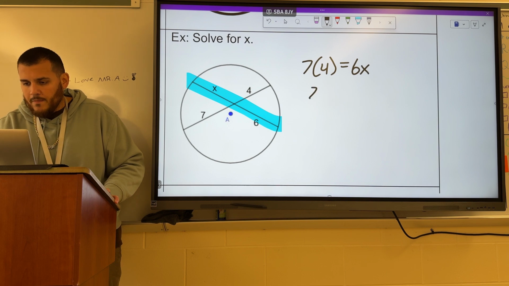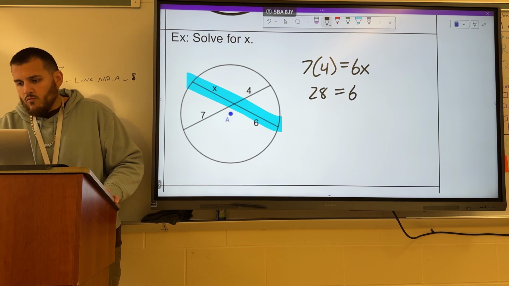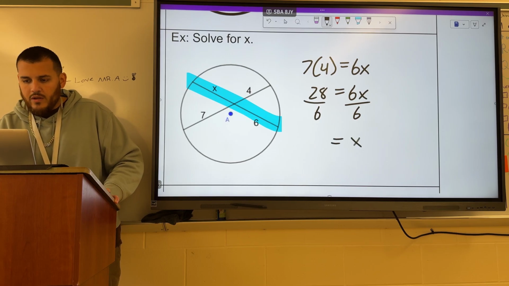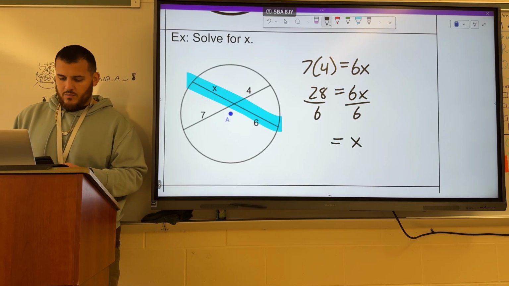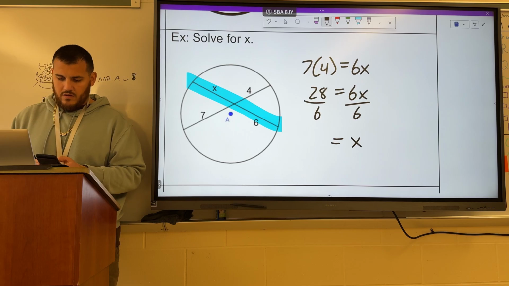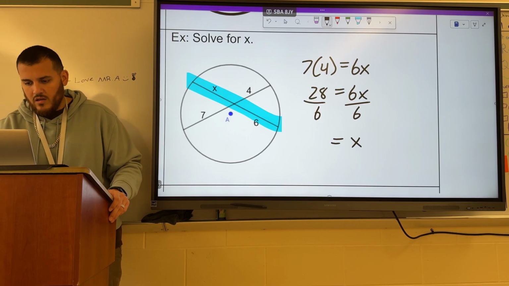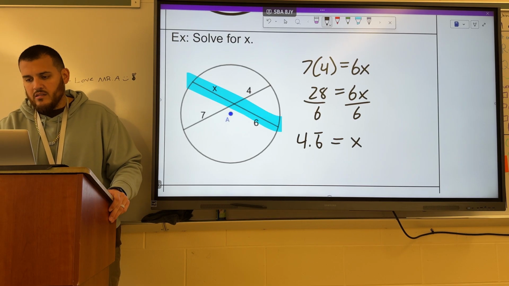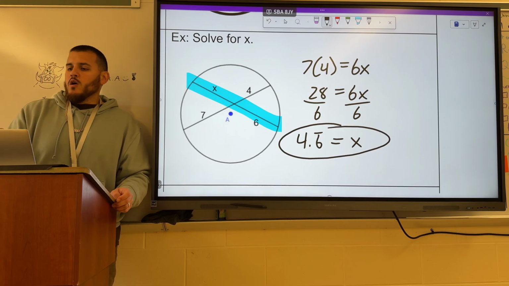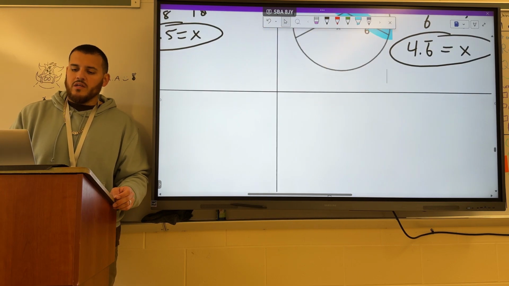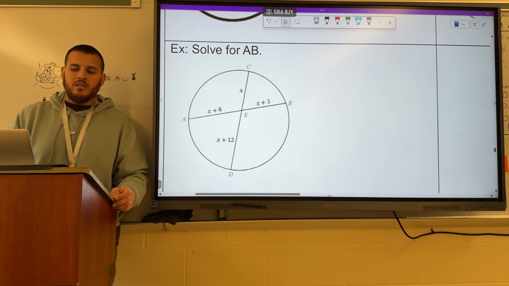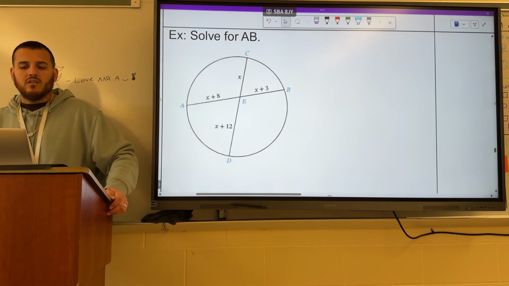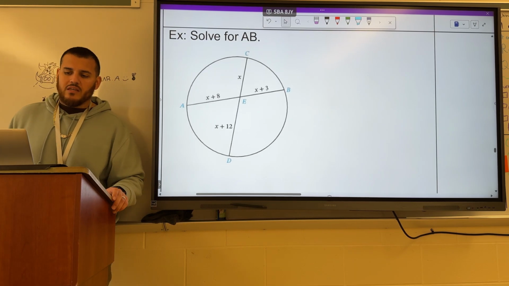7 times 4 is 28. When we divide both sides by 6 here, we are going to get, what is that? 28 divided by 6, 4.6 recurring for X in this example, right? One more to show you here is just going to increase the level of algebra that's involved here. So we have to solve for the length of segment AB.